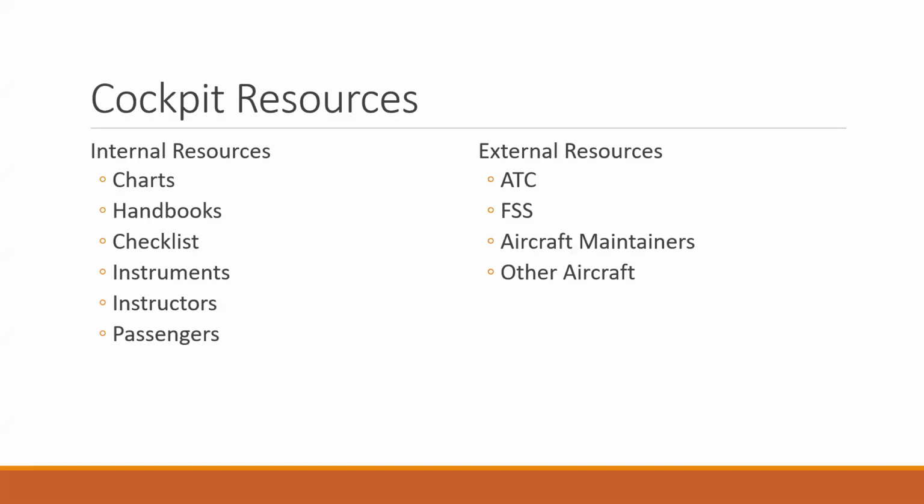All right. Here is a list of cockpit resources. We talked about SRM several slides ago, and this is in addition to that. What are some things that you have available to you to use in the cockpit? So you have internal resources like charts and handbooks, checklists, instruments, instructors, passengers. Those are all good things to use. And you have a lot of external resources as well: ATC, FSS, Flight Service Station, your aircraft maintainers, and even other aircraft. If you're flying and you want somebody to look at your aircraft from the outside, they might be able to help you with that.